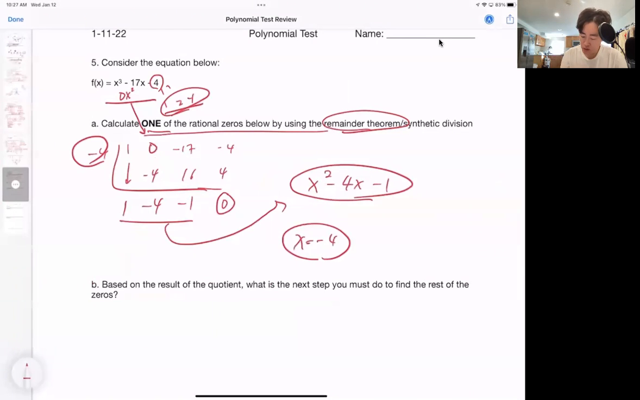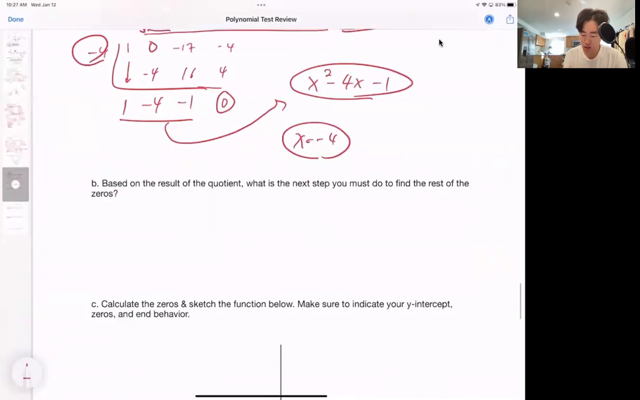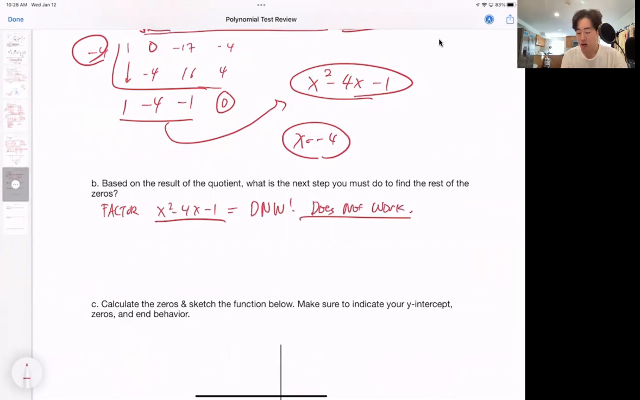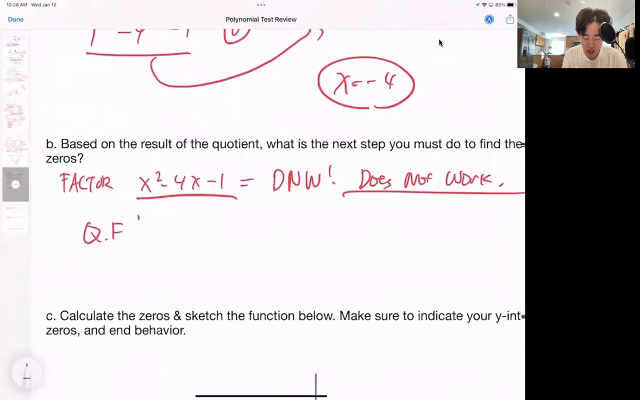So based on your result of the quotient, what is the next step you must do in order to find the rest of the zeros? We have to factor the quadratic, but you guys can probably already guess that this does not work. It does not work in terms of factoring. You guys know better than that. If it does not work for factoring, it doesn't mean that you stop there. It means that you actually do the quadratic formula.